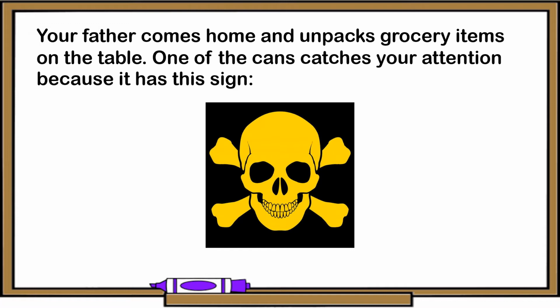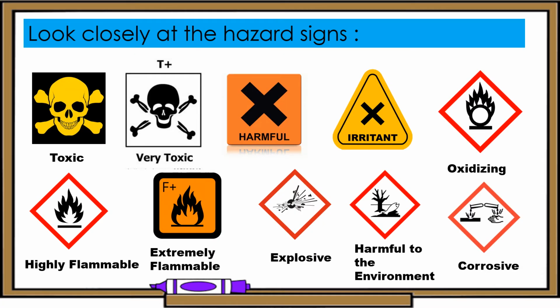So here I will show you some toxic signs. Look closely at the hazard signs. This is toxic. And this sign is very toxic, and this is very harmful, and this sign is irritant, and this sign is oxidizing, and this is highly flammable, and this sign is extremely flammable, and if you see this sign, this is explosive, and this sign tells you harmful to the environment, and this sign is the corrosive sign.